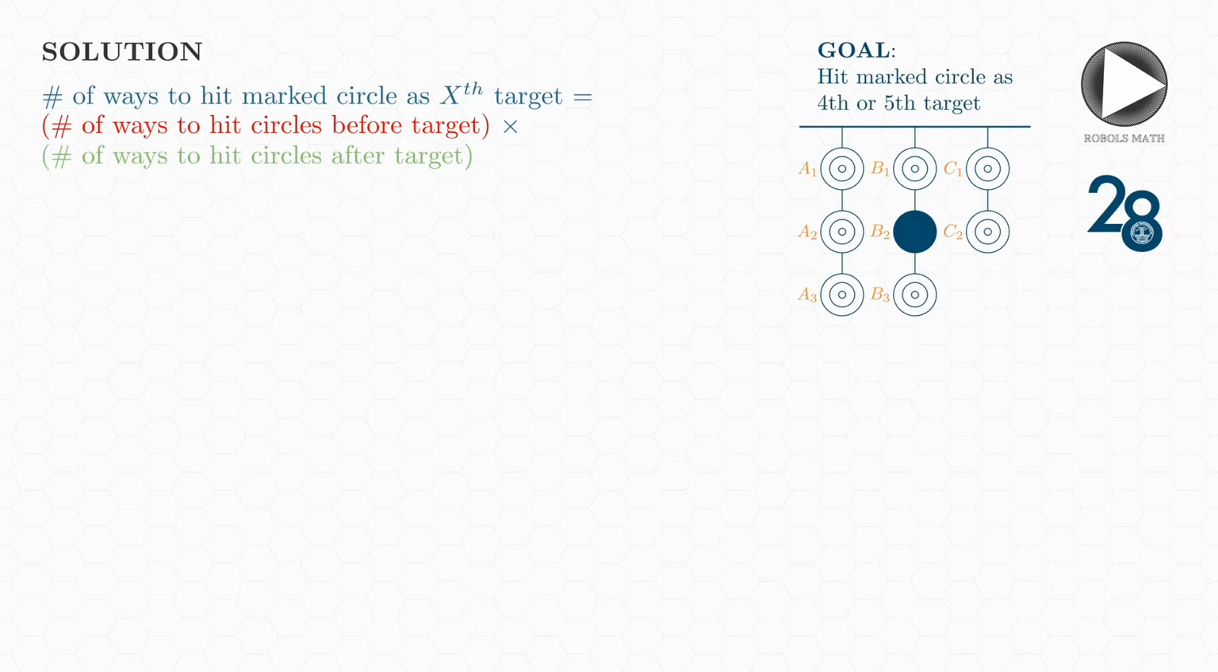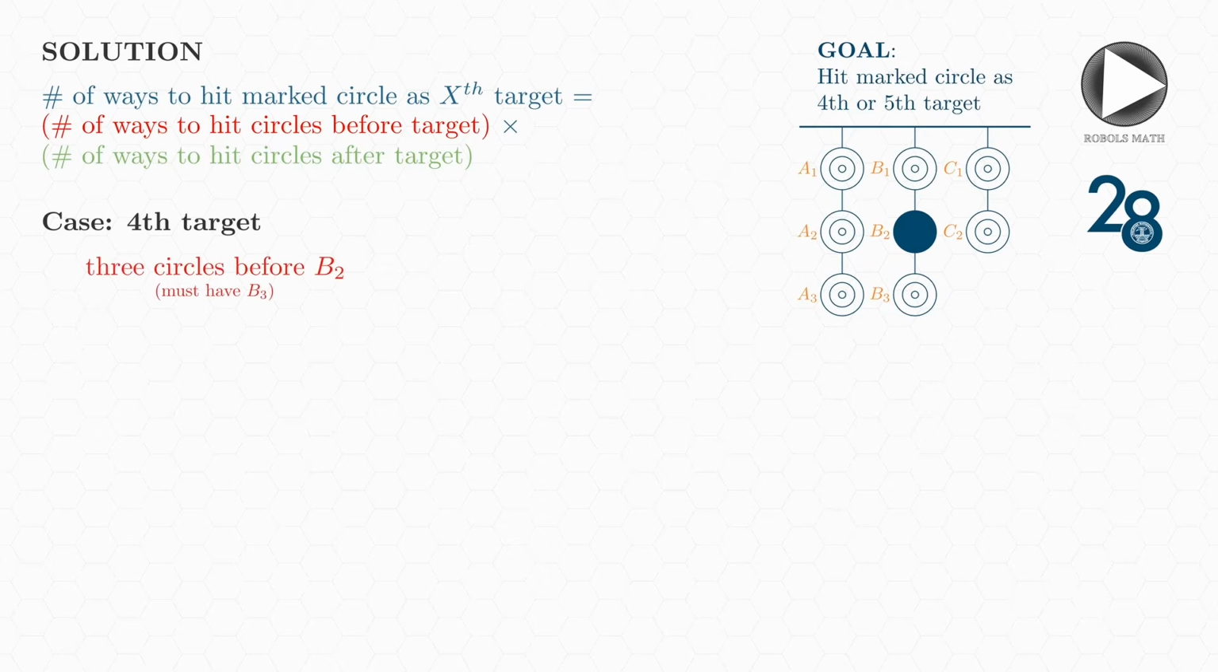You get it? This is a consequence of the fundamental counting principle. So for example, if we're trying to hit this B2 as a fourth target, we basically want to find the number of ways to hit the first 3 targets before that and then the 4 targets after that, right? I hope that's clear. If that's clear, then let's look at the two possible cases. Case one is that we're trying to hit the marked circle as a fourth target.